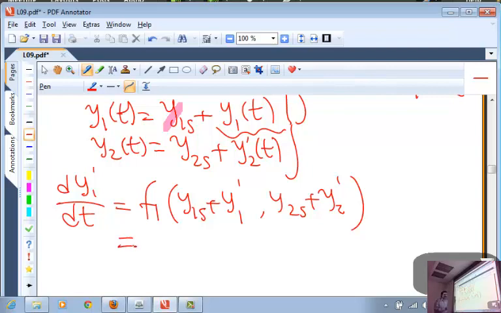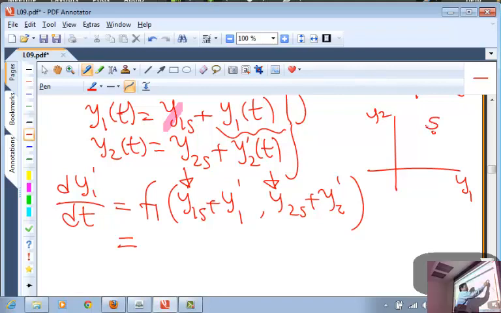Now the Taylor series expansion is around a steady state. The steady state is y1s, y2s. So in a state space, there is a point. This is Y1 and this is Y2. I have some steady state. Okay, I label it as S with a subscript S. So Y1S, Y2S represents these two distances. Okay, so I'm linearizing it around that steady state.